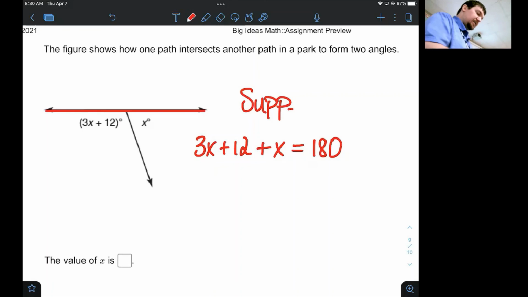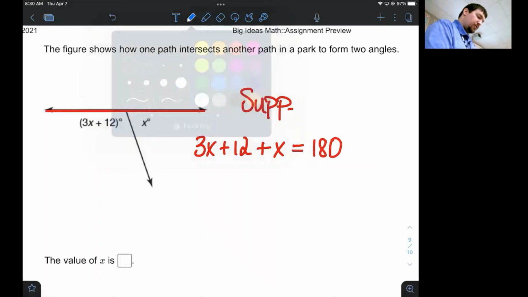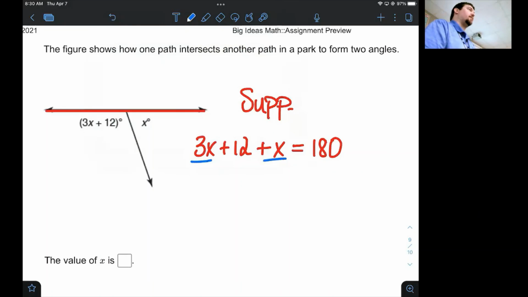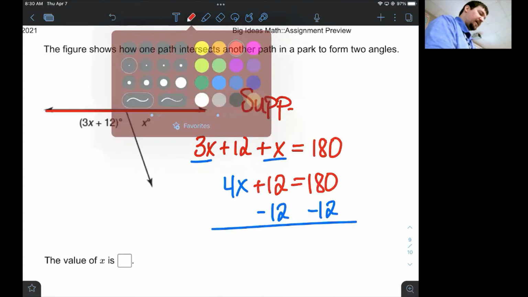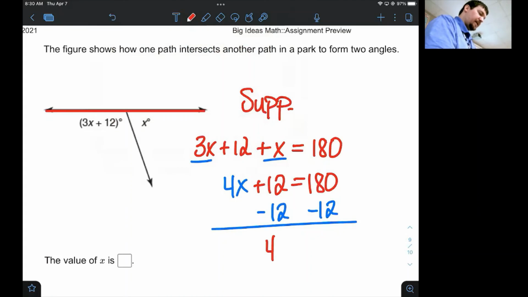So let's go ahead and solve this equation. What do you get when you combine a 3x and a 1x together? A 4x. So we can say 4x plus 12 equals 180. Andrea, do I get rid of the 4 or the 12 first? And how do I get rid of the 12? Nice. Subtract 12 from both sides. And what will that give you on the right side? What's 180 minus 12?